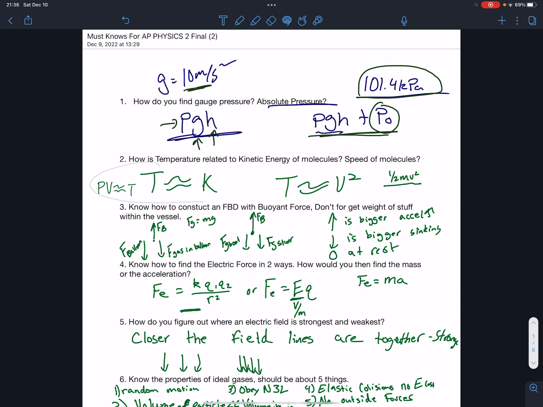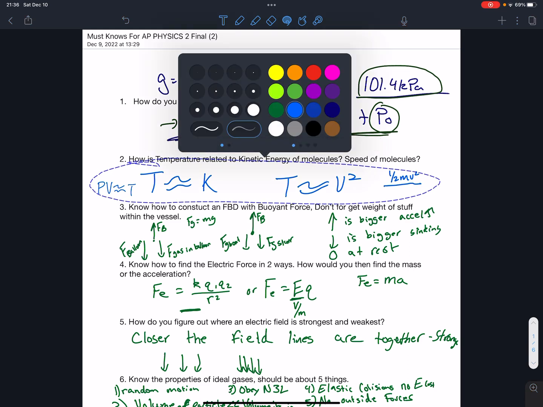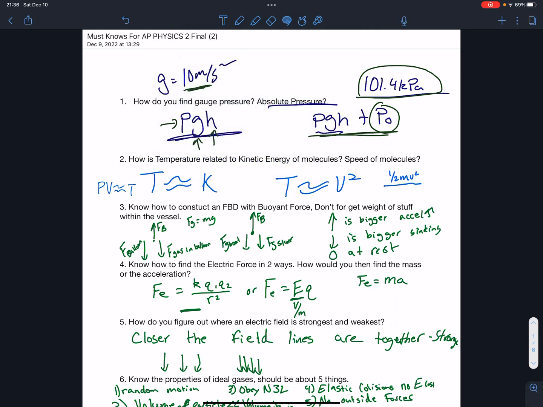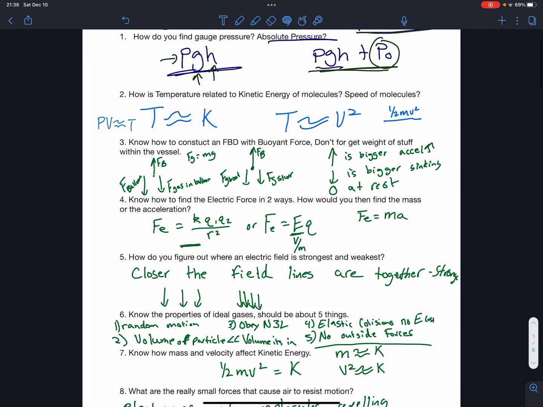Number two, how is temperature related to the kinetic energy of molecules, the speed of the molecules? So temperature is directly proportional to the kinetic energy of the molecules, and temperature is proportional to the velocity squared of the molecules. So essentially, if you double the temperature, you double the kinetic energy. But if you double the temperature, that would be proportional to the square root of 2 of the velocity, because you're squaring it, and the square of the square root of 2 is 2. So just keep that in mind.